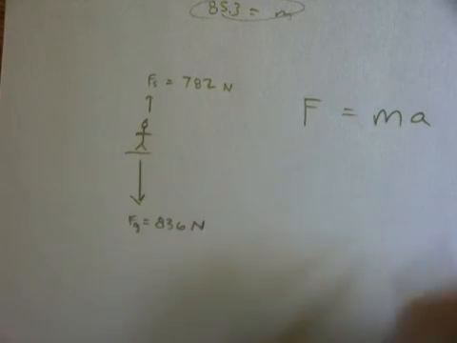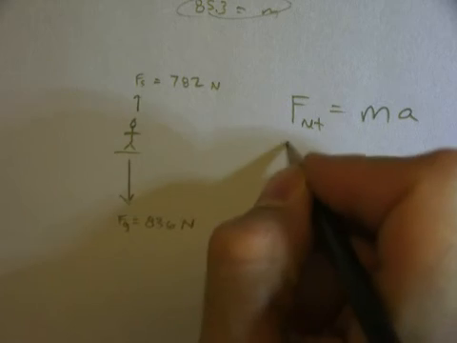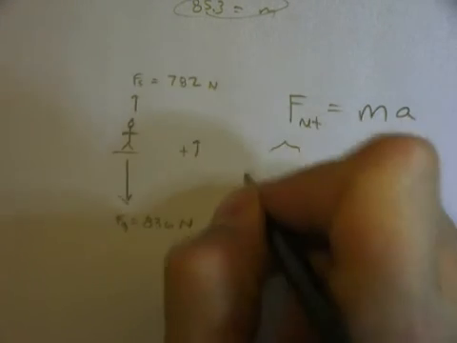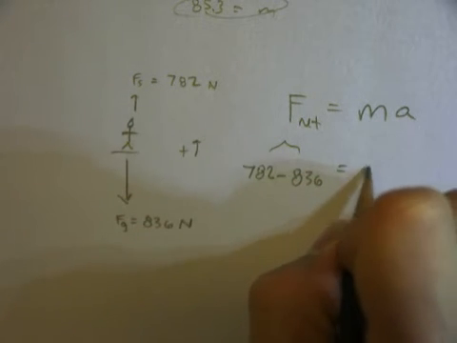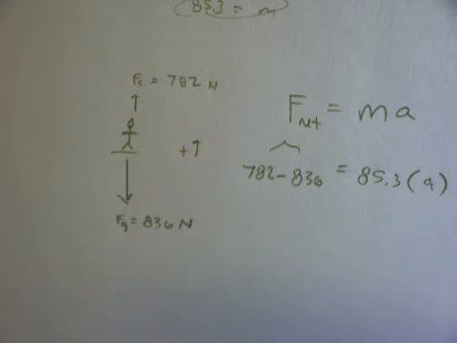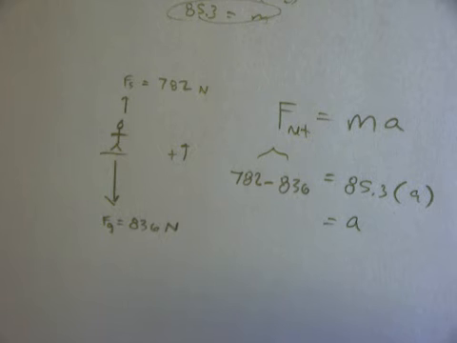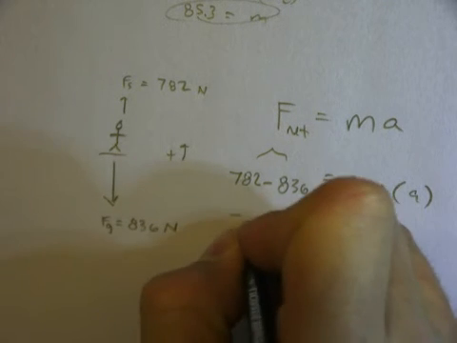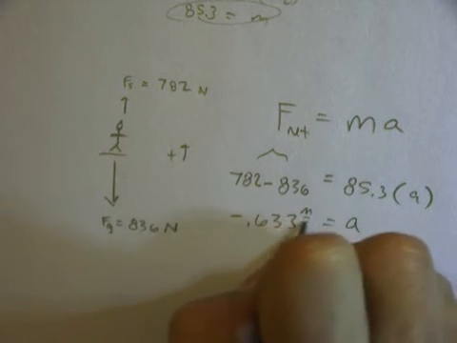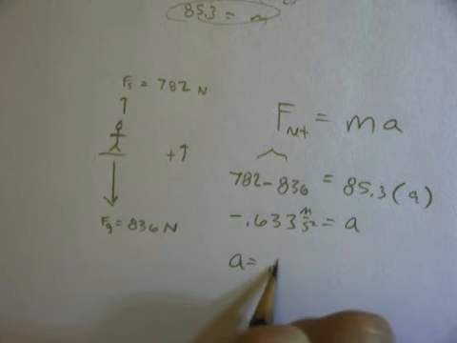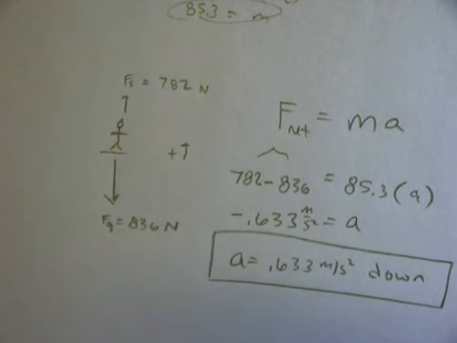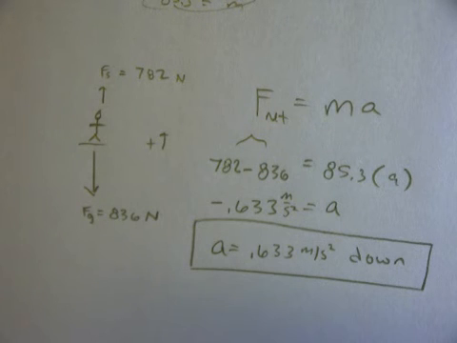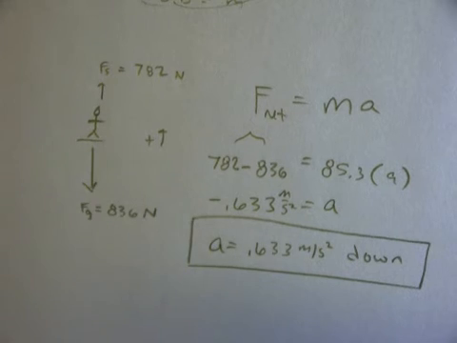So F equals ma. The net force, you subtract the two, because I guess I'll say positive is up, so 782 minus 836. The mass I found before was 85.3 times the acceleration, like this. So 782 minus 836 divide by 85.3, and you get negative 0.633 meters per second squared. So I guess I would go like this. Acceleration equals 0.633 meters per second squared down. Because you have to give a direction to it. I guess you could go with the negative, if you have your little legend over here.